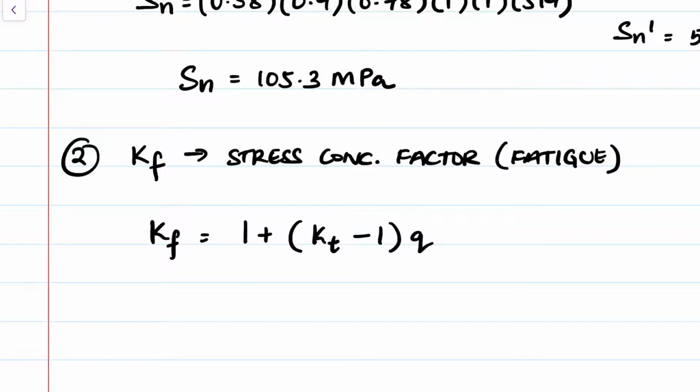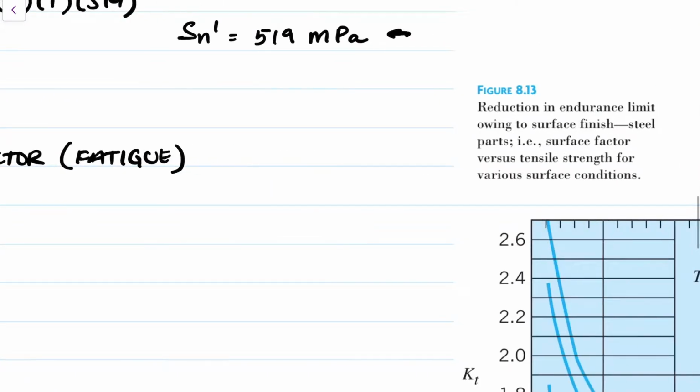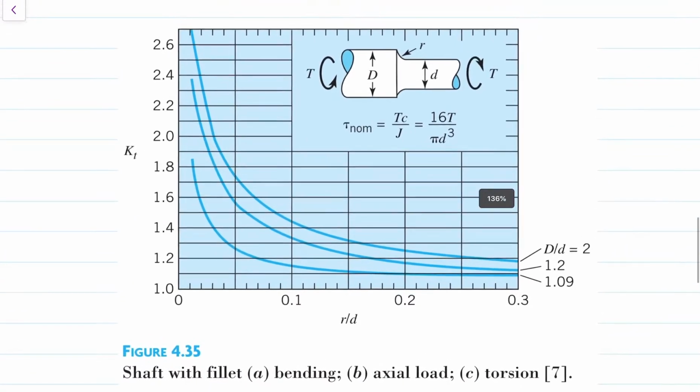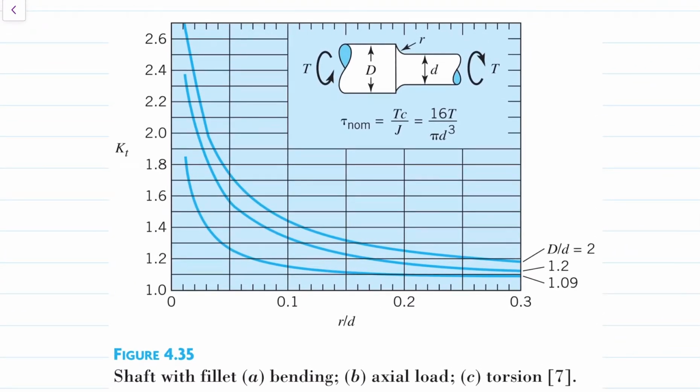So Kt is something we've already seen. It is in chapter 4. Depending on the geometry, you would pick a Kt value given some other geometric ratios. And then Q is something new in this chapter. It's called the notch sensitivity. So first we'll find Kt. We're going to look at figure 4.35. It looks like this. It's a stepped shaft and it's purely in torsion. So we're going to use 4.35c.